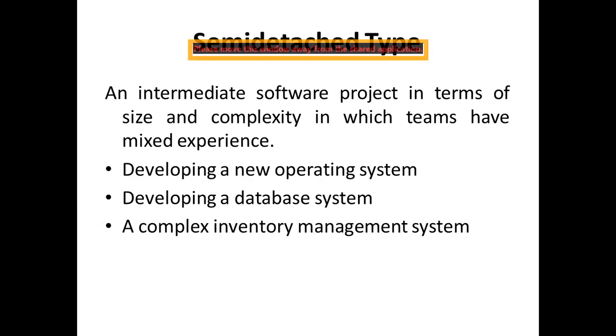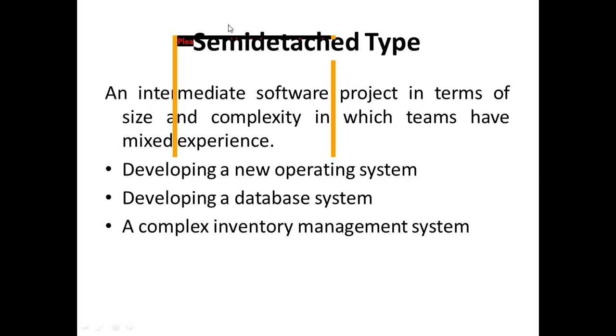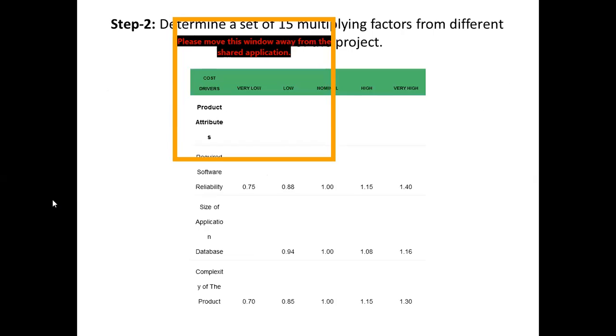Developing a database system, a complex inventory management system. If it is a small inventory system, then organic type. A complex inventory management system is more complex than the organic type, so it will come under the semi-detached type. Or you are going to develop a database system. So such types of projects you can easily classify into the class they will come under. These are the examples for the semi-detached type, so here you can easily classify.